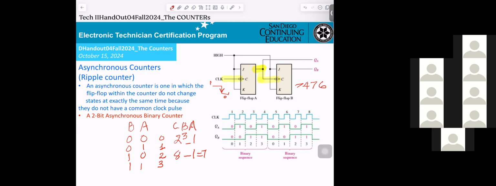Okay? So if you get more, like DCBA, that means you get 4 variables, 4 flip-flops. You can count from 0 to 15. Okay? Cannot go to 16. The thing is you start from 0.